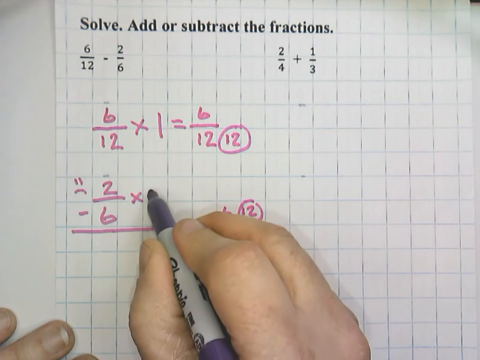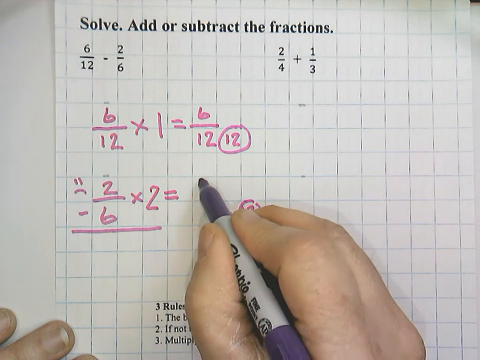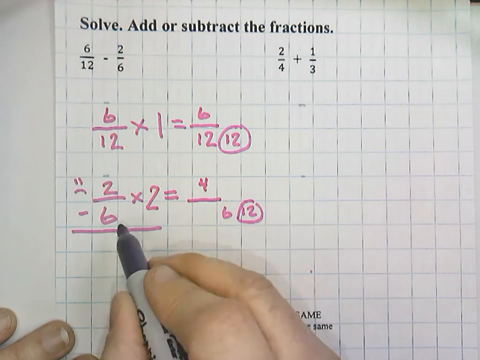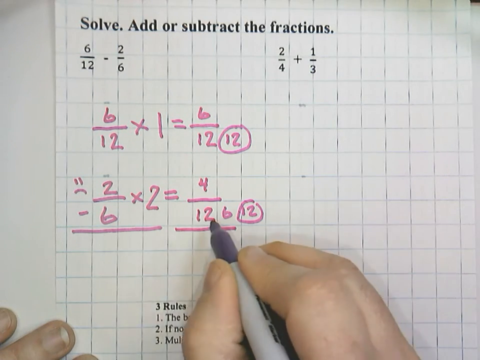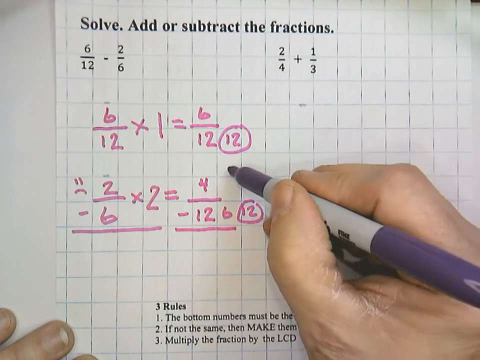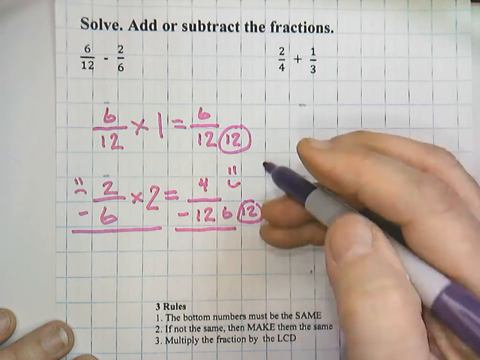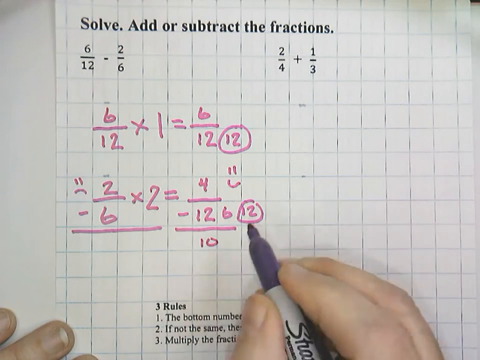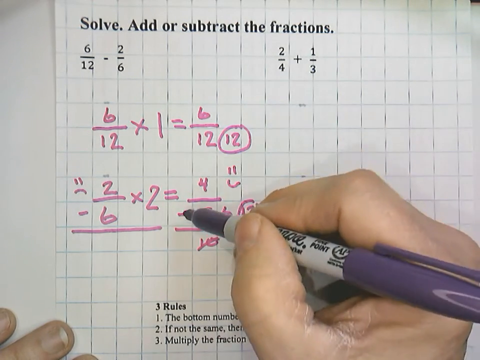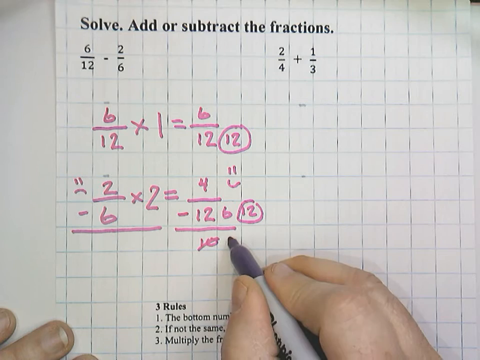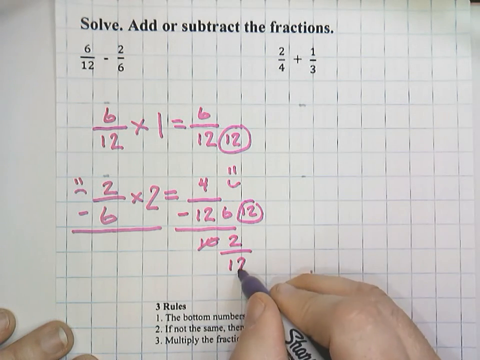Here we have 1, 2. So we're going to multiply that by 2. 2 times 2 is 4. 6 times 2 is 12. And you can see that now we're good because we have 12s. 6 plus 4 would be 10. Excuse me, we're subtracting here, so let's try that again. 6 minus 4 would be 2, and then the 12 stay the same.